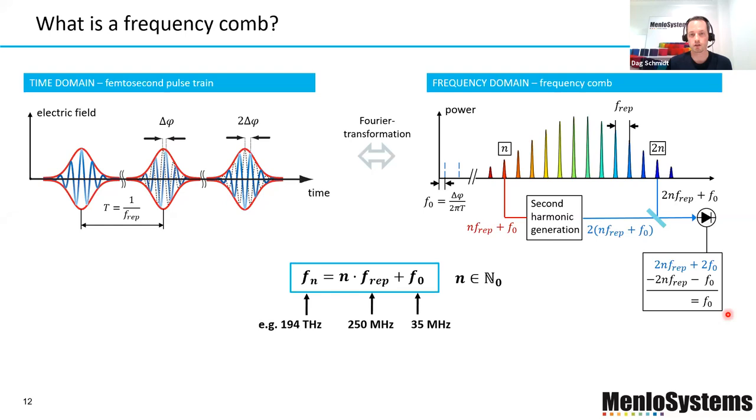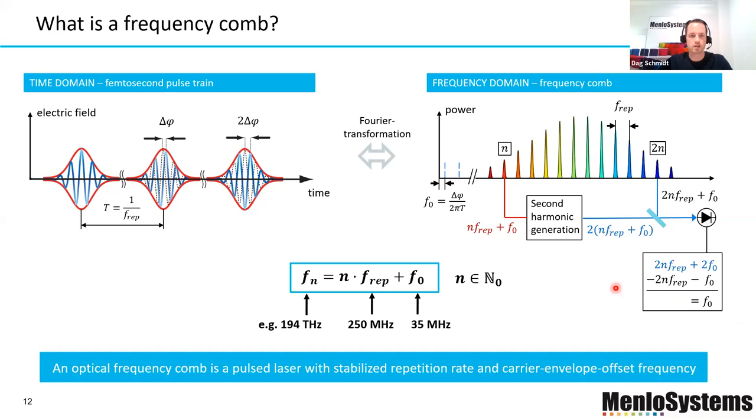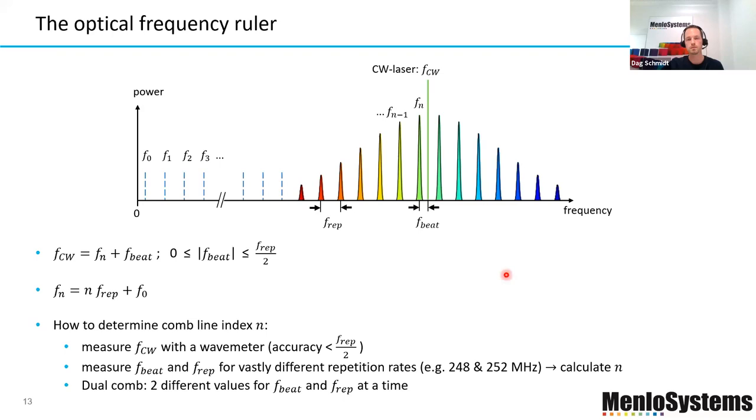And this brings me to the most important application, I would say, of the frequency comb. Because this is then the definition of the frequency comb. So we define here an optical frequency comb is a pulsed laser with stabilized repetition rate and carrier envelope offset frequency. And the main common application here is the optical frequency ruler.